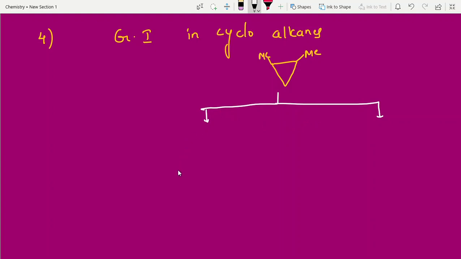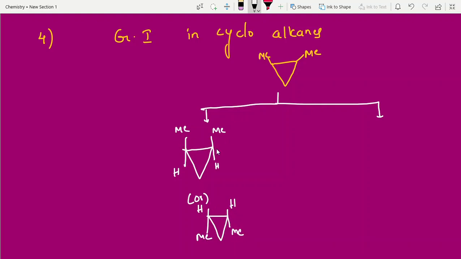See, I am writing. That's it. Okay. Me group. This is Me group. You can write hydrogen, hydrogen. You can write like this, or else some students will write like this also. One more form. Here two hydrogens they will write, here two methyl groups. Always same side. Same side is nothing but similar groups, and same side is nothing but cis. This is what we call cis 1,2-dimethyl cyclopropane.